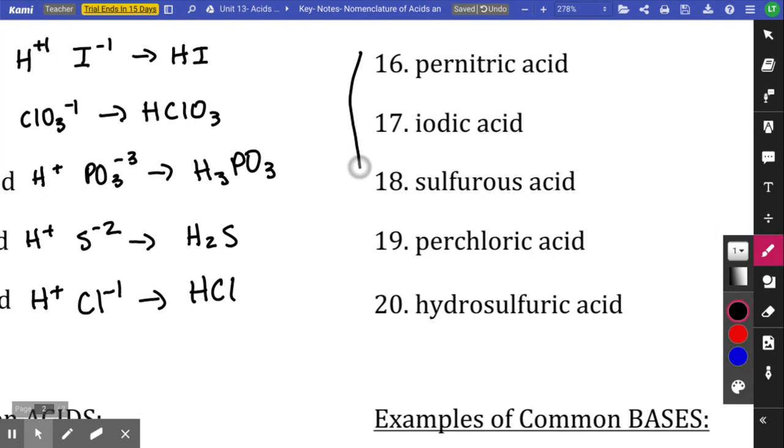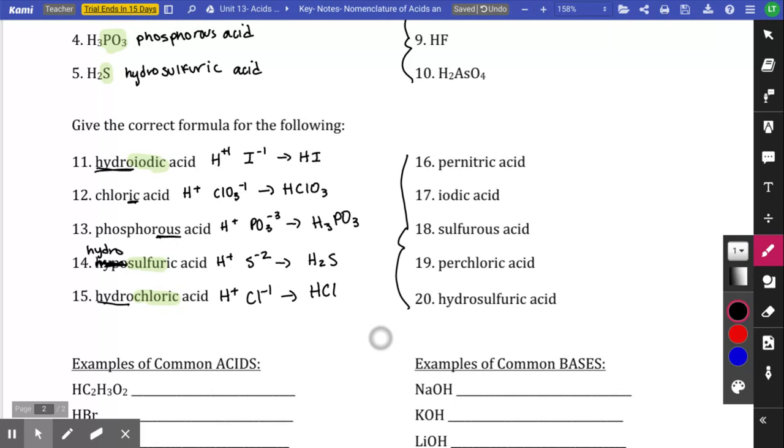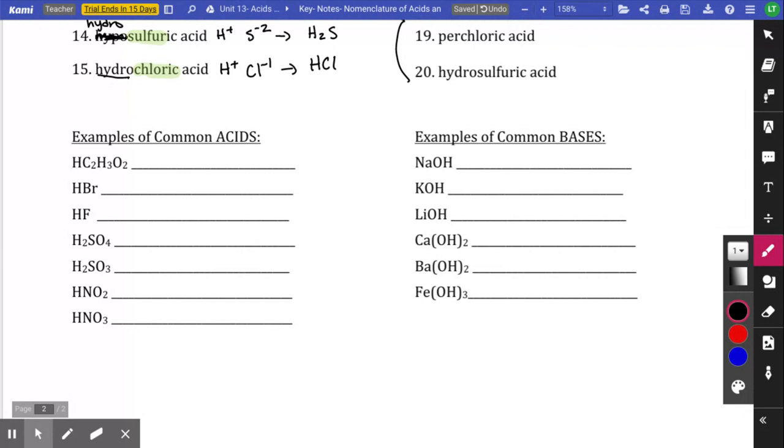All right, guys, and I want you guys to try these 5 on your own. And then check the key.